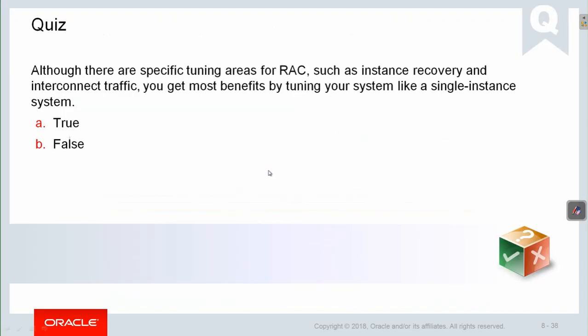Okay, so we have a quiz here. Although there are specific tuning areas for RAC, such as instance recovery and interconnect traffic, you get most benefit by tuning your system like a single instance system. I agree with this. So the answer is A.